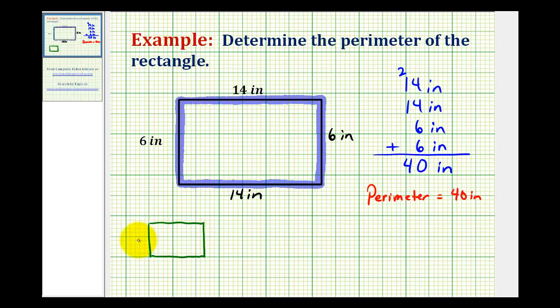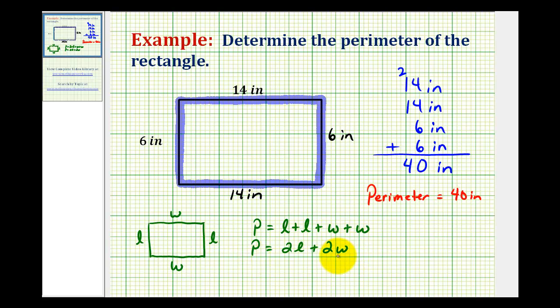Let's label the length of this side L for length, and we'll label the length of this side W for width. And again, we know the opposite sides have equal length, so this would be L and this would be W. So the perimeter would be equal to L plus L plus W plus W. So we can use the formula the perimeter is equal to 2 times the length plus 2 times the width to determine the perimeter of any rectangle.